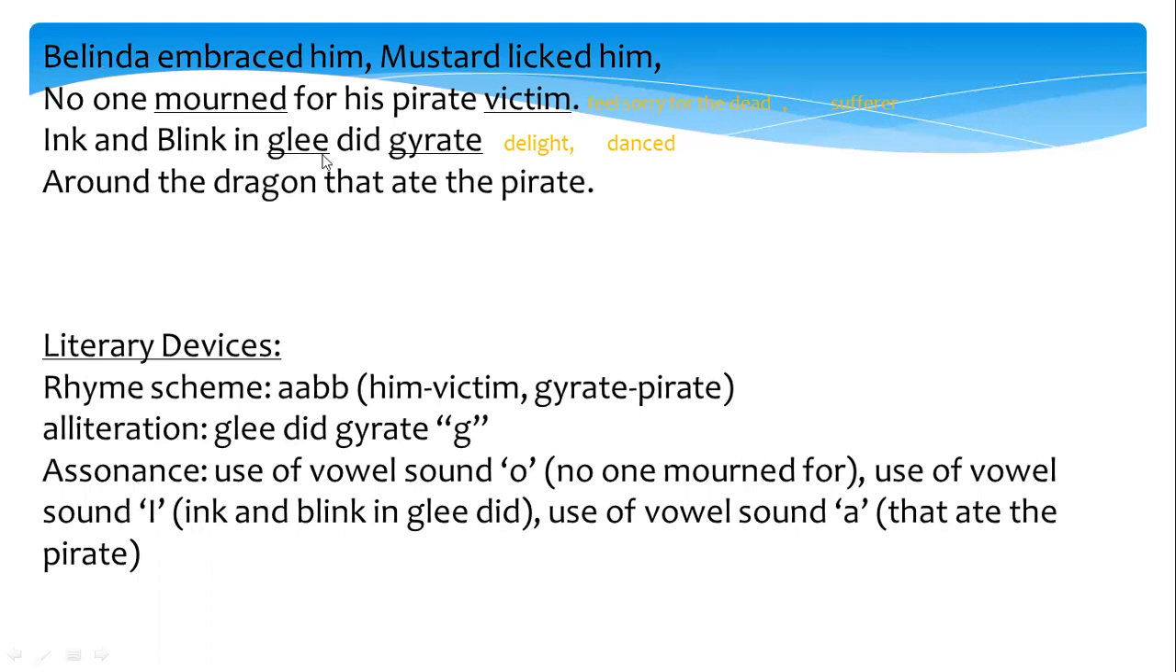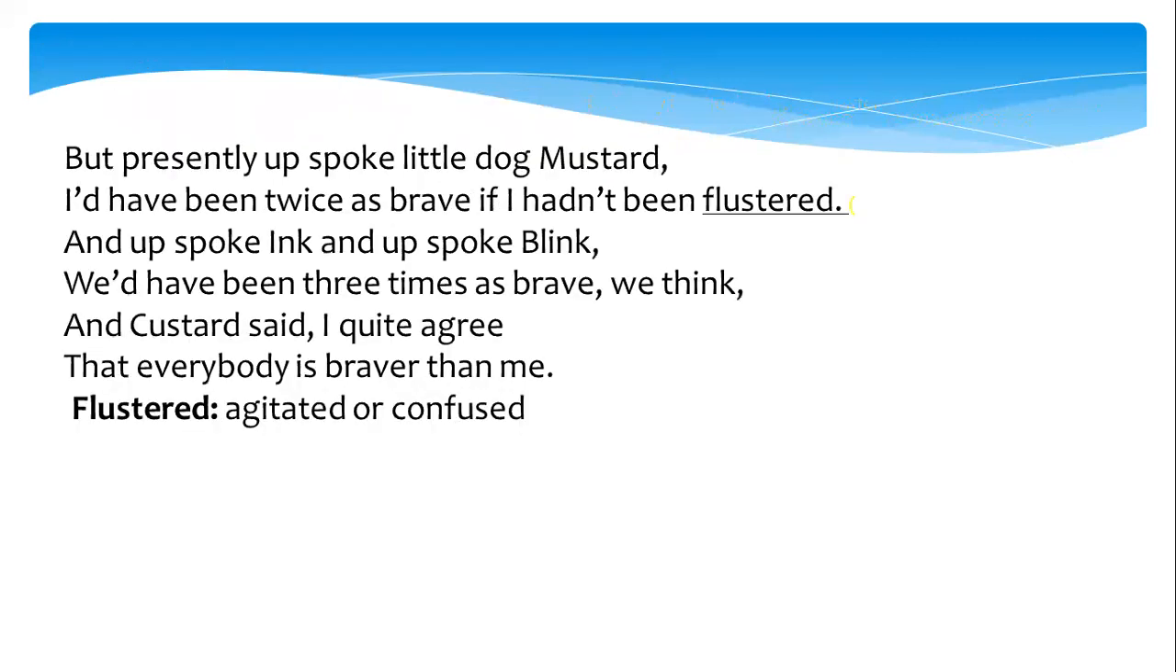Mourn here means to cry over someone's death. And glee means here happiness. Gyrate here means they danced. So the rhyme scheme here: him, victim, AA; gyrate and pirate, BB. Here, glee and gyrate, the G sound is alliteration, and assonance is used here, no one moaned. The O sound is being repeated in between. So this is assonance, the use of the vowel sound.